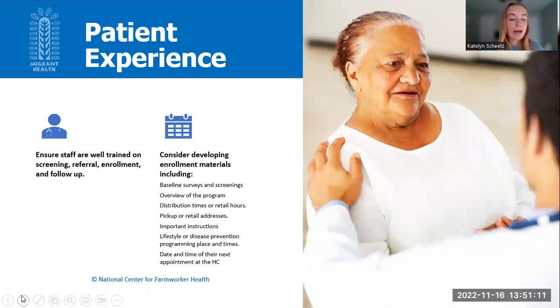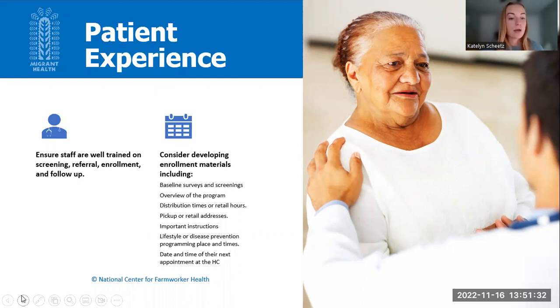So with the patient experience, you want to ensure that your staff are well trained on screening, referral, enrollment, and follow-up so that you're providing a seamless experience for your patients. We also recommend developing some enrollment materials to facilitate the process.